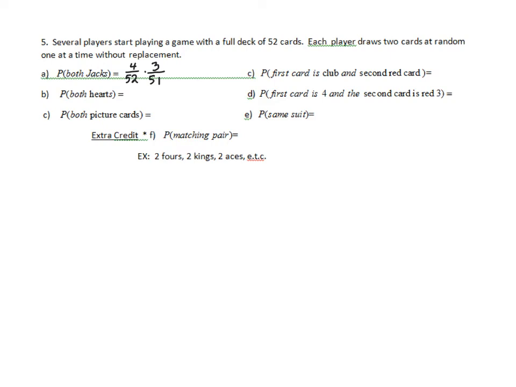For the probability that both are hearts, well, there are 13 hearts because it's a suit, 13 ways to pick the first card. And then if the first card is a heart, there's one less heart, so there are 12 hearts we could pick from for the second card, and one less card, so we have 51.